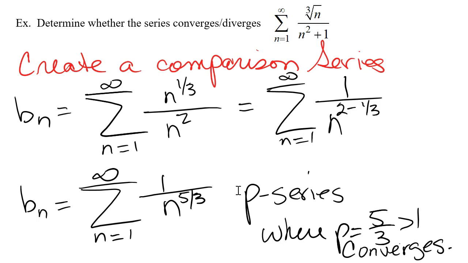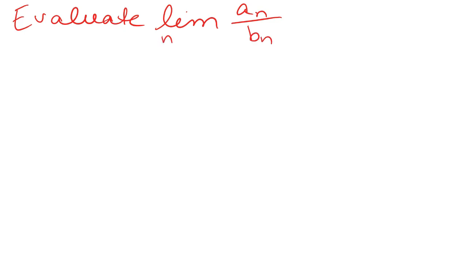Let's go use the limit comparison test. We're going to evaluate the limit of a sub n divided by the b sub n as n approaches infinity to see what we get. Hopefully, this is going to be equal to some number L that's a positive number. So we're going to take the limit as n approaches infinity with the a sub n. A sub n is our original function.